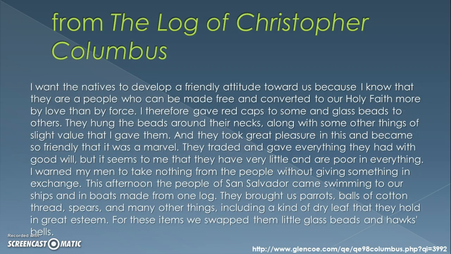I want the natives to develop a friendly attitude towards us, because I know that they are people who can be made free and converted to our holy faith more by love than by force. I therefore gave red caps to some and glass beads to others. They hung the beads around their necks, along with some other things of slight value that I gave them. And they took great pleasure in this, and became so friendly that it was a marvel.